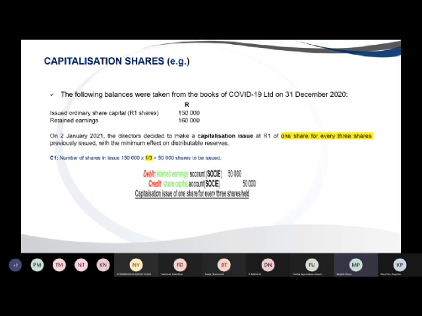But remember, how many shares do we have? We had 150 shares. We calculated that when we touched the issue of that. So what am I saying now? That every shareholder gets 1 share for every 3 shares that were previously issued to you. Get that? So we're moving from the number of shares. And then after that comma, it says with the minimum effect on distributable reserves. Minimum effect on distributable reserves.